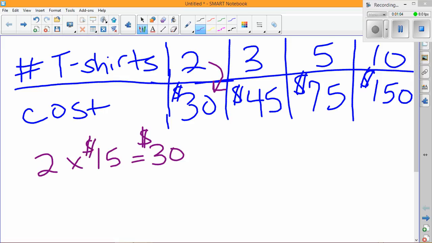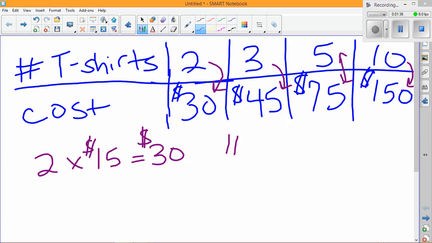Now, sometimes t-shirt companies will give discounts if you're going to order a lot of t-shirts. So we need to check and make sure that the constant is the same in each and every spot on the table. And you can check it with a calculator, or if it's easy to do in your head, do it in your head. All right, 3 times 15 does indeed give us 45. 5 times 15 gives us 75, and 10 times 15 gives us 100. So the constant is 15.